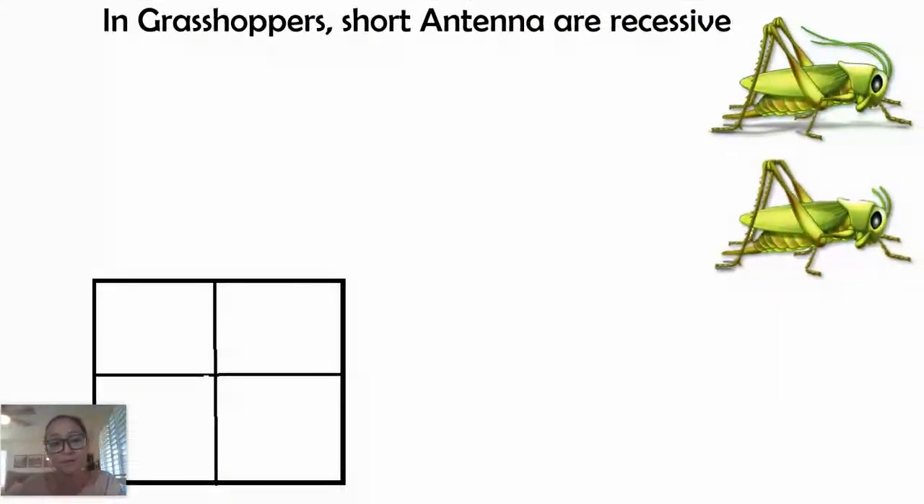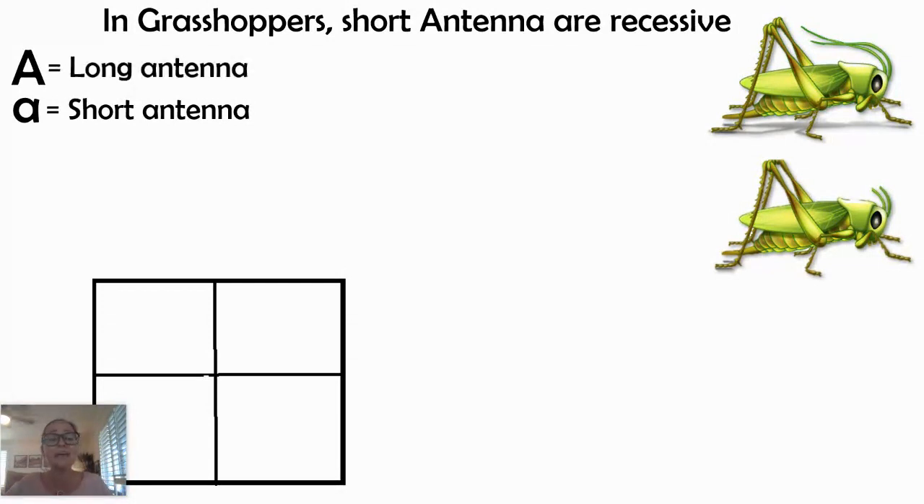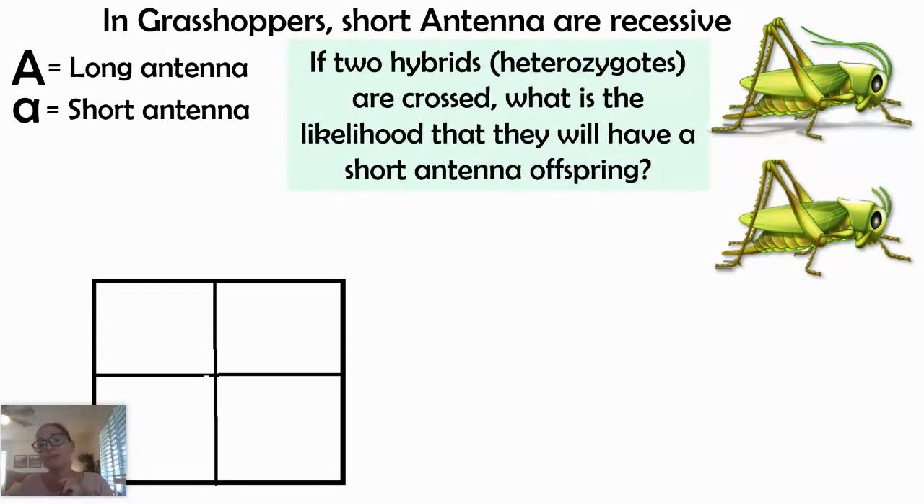Here it says, in grasshoppers, short antennae are recessive. Okay, so sometimes you're going to get tricky questions where instead of directly telling you what is the dominant trait, they'll tell you what the recessive trait is, and then you have to work backwards. So here, recessive is short antenna. And then that would mean that long antenna is dominant. So if two hybrids, a hybrid is another way of saying heterozygous, or heterozygotes, are crossed, what is the likelihood that they'll have a short antenna offspring?